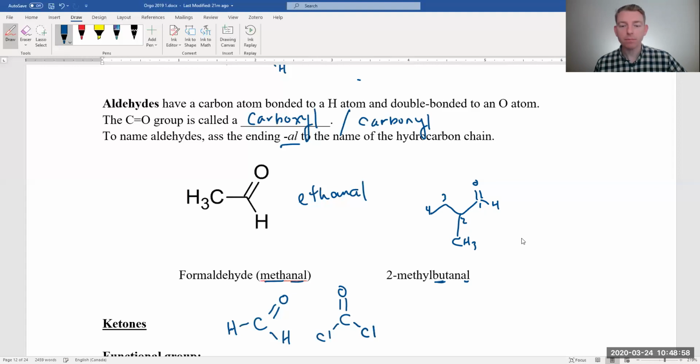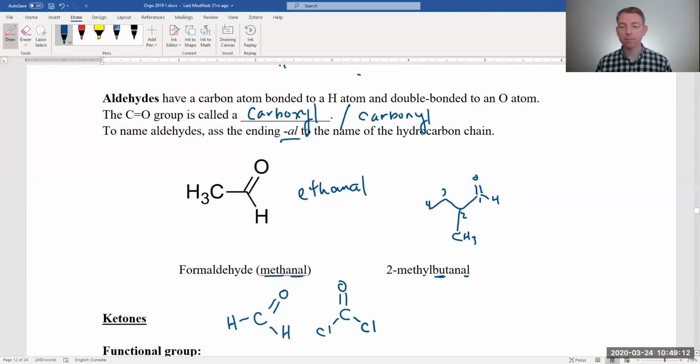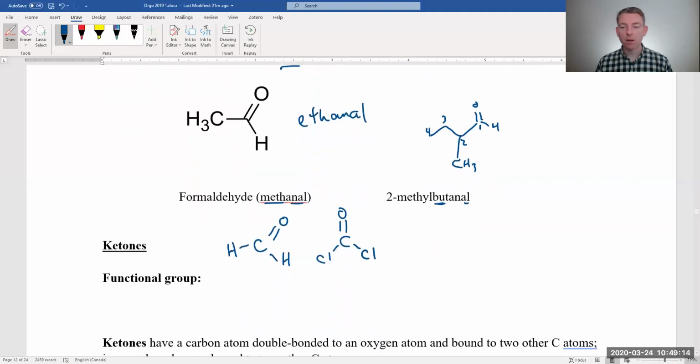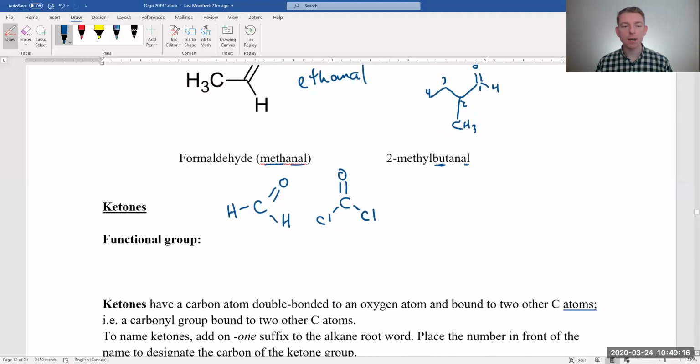Okay. And so, like with all the rest of these, it's just a matter of taking the word, breaking it down by parts, seeing where the parent chain is, the functional group, any side chains, and drawing it piece by piece. Okay, so that is the aldehydes.